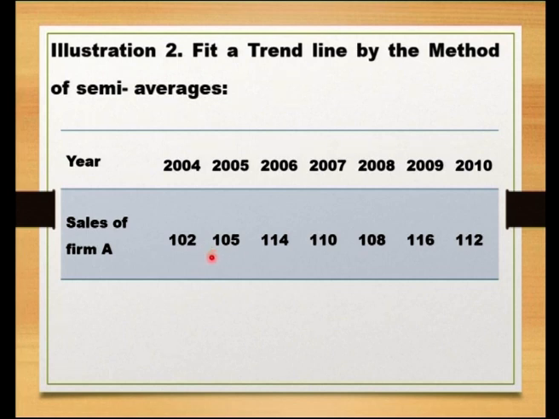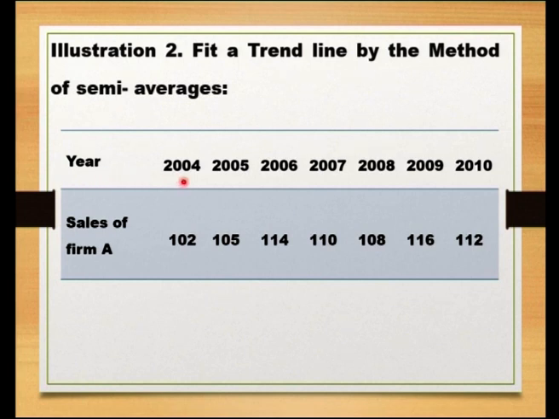One example has already been worked out for calculating the trend line by freehand method. So, this is the second example wherein we fit a trend line by the method of semi-averages. Fit a trend line in the sense of calculating trend values by the method of semi-averages. The years are given from 2004 to 2010. Sales of firm A are given as 102 in the year 2004, 105 for 2005, 114 for 2006, 110 for 2007, 108 for 2008, 116 for 2009 and 112 for 2010.